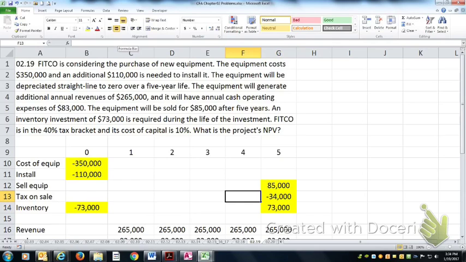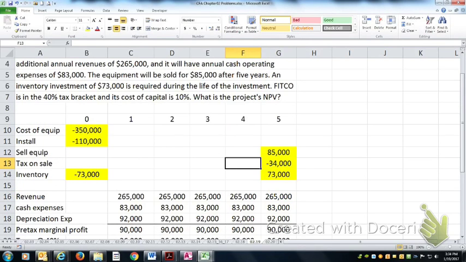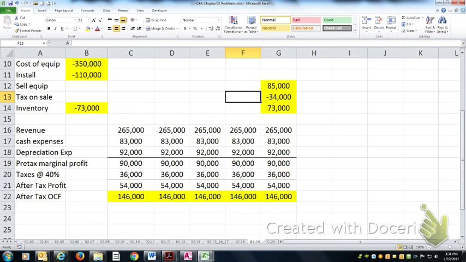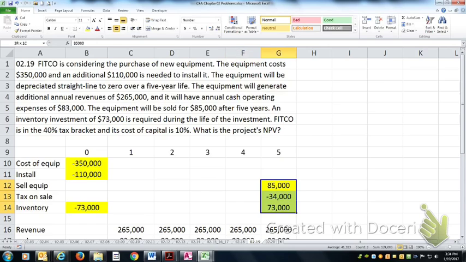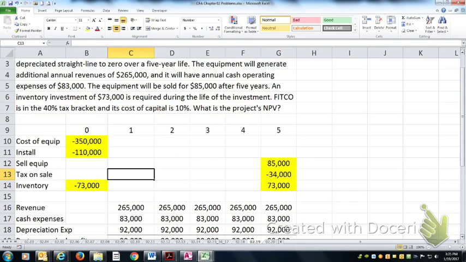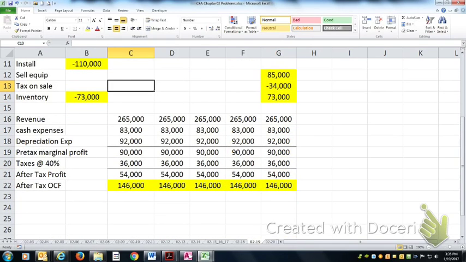Okay, so make sure I got all my cash flows. I got my depreciation factored in here. I got my revenue, my cash expenses. Use those to get after-tax cash flows. I got my terminal cash flows here and my initial investments over here. I have accounted for everything. So if I add together all the yellow numbers, those are the cash flows.